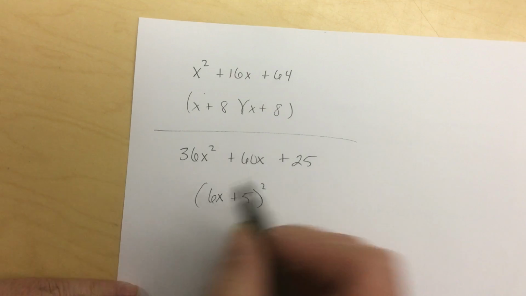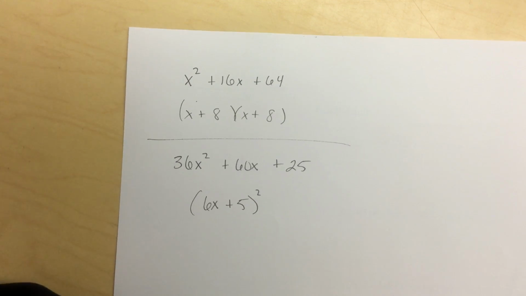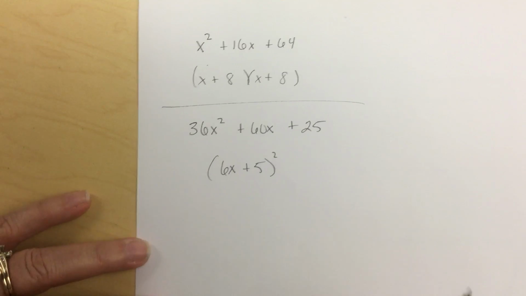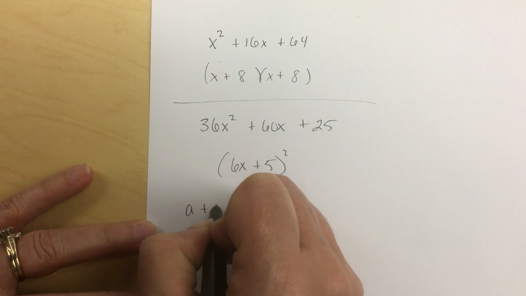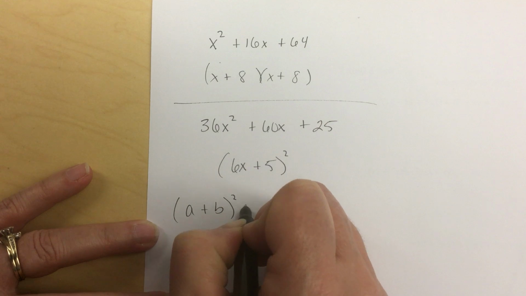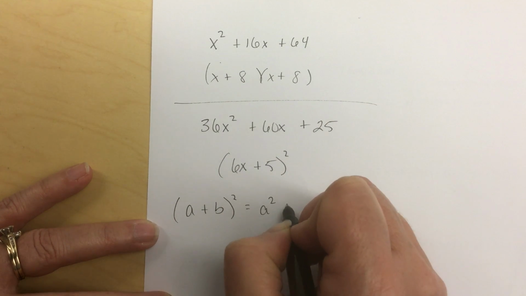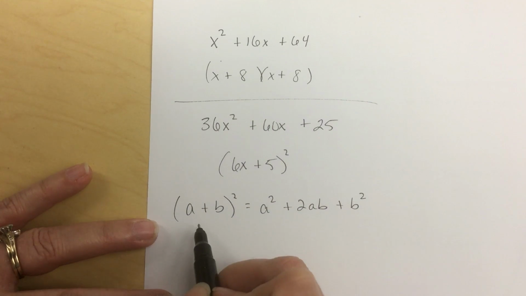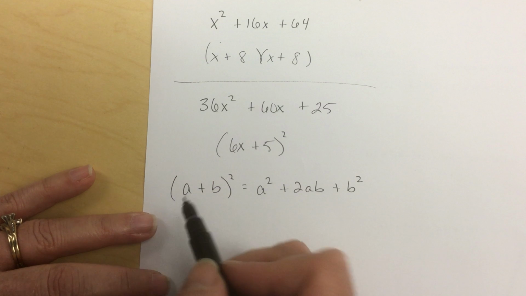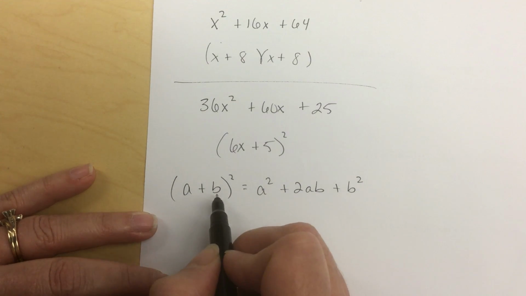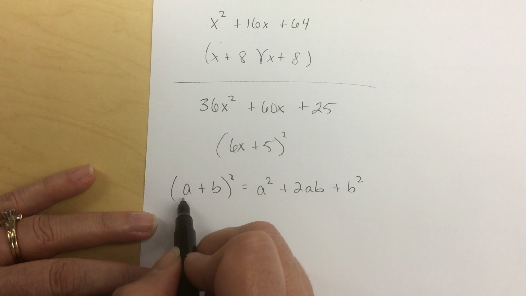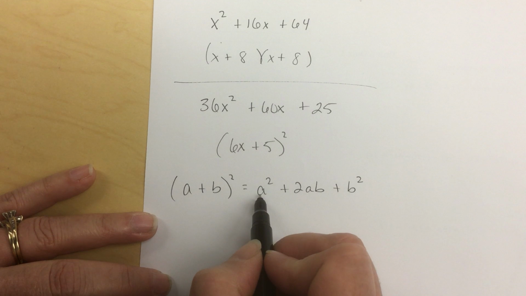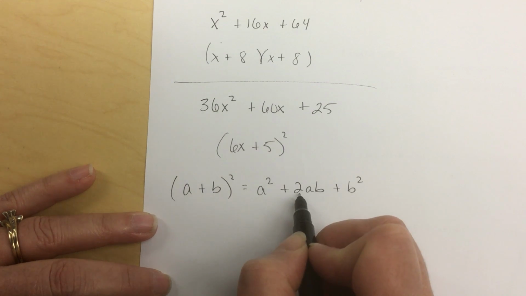Okay, so the rule for this, just like I gave you a rule earlier, the shortcut for this is when you have a plus b squared, it is equal to a squared plus 2ab plus b squared, where a is just the front term, and a lot of times it's just a letter, and b is the last term. So sometimes this a is 4x. Like in this case, the a was 6x.